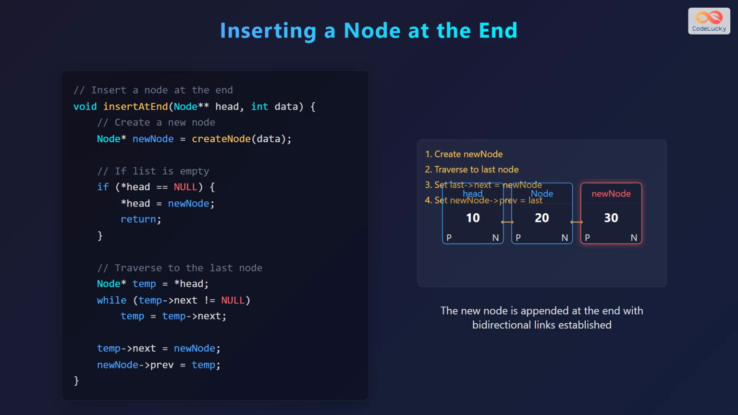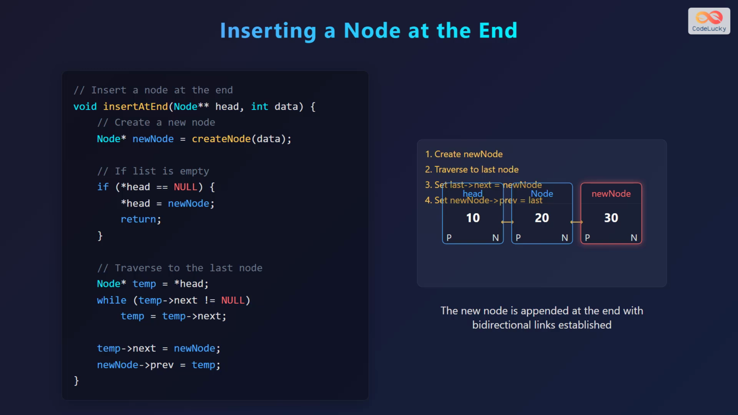To insert a node at the end of a doubly linked list, the insert at end function is used. It starts by creating a new node using the createNode function. If the list is empty, the new node becomes the head. Otherwise, the function traverses to the last node in the list by iterating through the nodes until it finds a node whose next pointer is null.